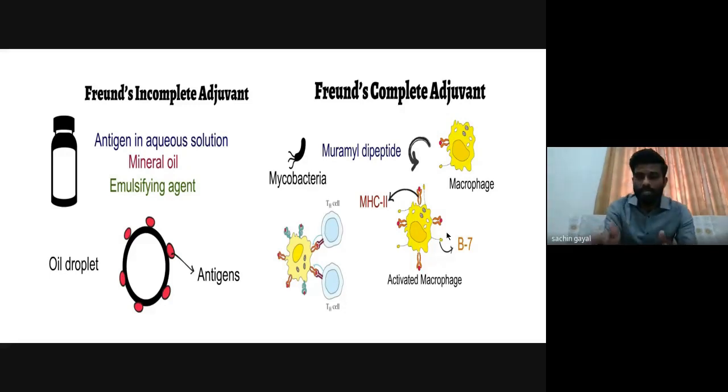Then we will see Freund's complete adjuvant. In this, we know that the mycobacteria is present, killed mycobacteria. In this, muramyl dipeptide is a component, present in the cell wall of that mycobacteria. So this muramyl dipeptide activates macrophages, and after activation of macrophages, it activates two molecules, that is MHC class 2 and B7.1 molecule. These two molecules give antigen presentation to the T cells, and immune response is produced.